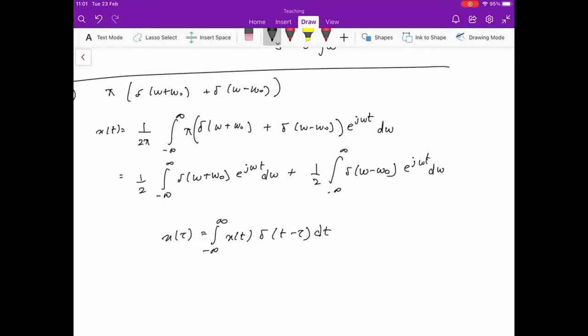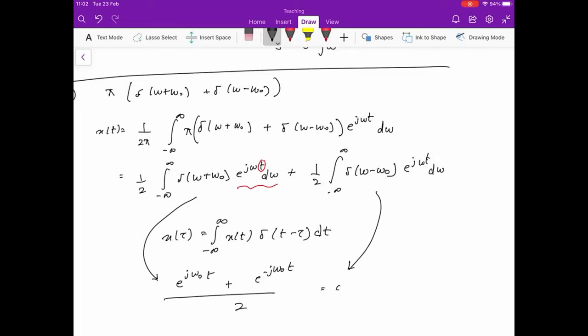So if you look at these equations over here, this is sort of x of t, because the function of t over here is x of t. And tau is being replaced over here by omega naught. What you can rewrite this equation as is just e to the j omega naught t. And then from the same sifting property, we get e to the minus j omega naught t. And so we get this plus this over 2, which is basically cos omega t.